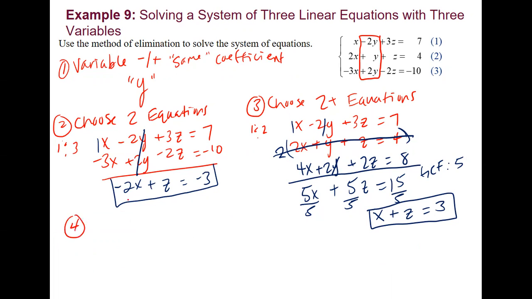Step 4 is you're going to eliminate using your 2 variable equations.